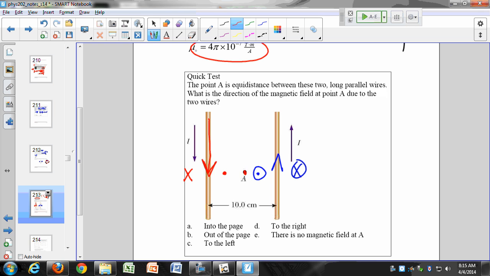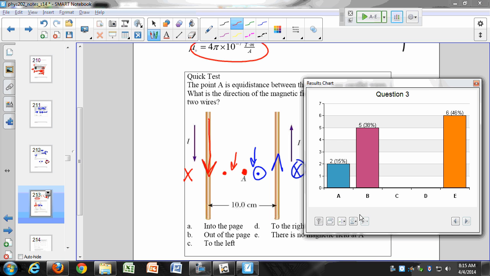Now, at the point A, I have two magnetic field vectors. I have this magnetic field vector, and then I also have this magnetic field vector. And they're going to be equal in magnitude, right? Because they're equidistant from those two wires. So what's going to be the net magnetic field there? Into or out of the page? It's going to be out of the page, because I have these two vectors that are both pointing out of the page. All right, so B is the right answer there.